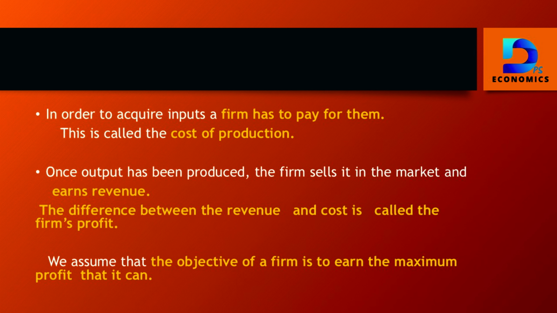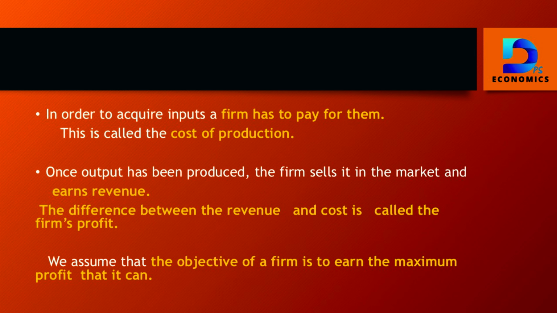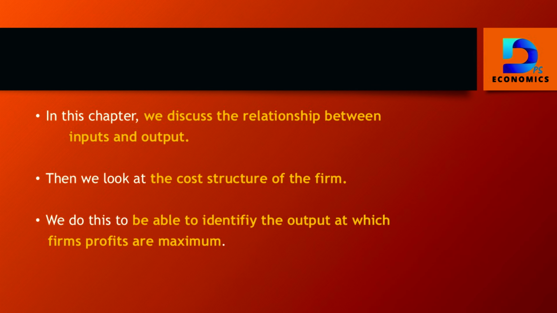How does a firm get revenue? Once output has been produced, the firm sells it in the market and earns revenue. The difference between the revenue and the cost is called the firm's profit. We assume that the objective of the firm is to earn the maximum profit that it can. In this chapter, we discuss the relationship between inputs and output. Then we look at the cost structure of the firm.